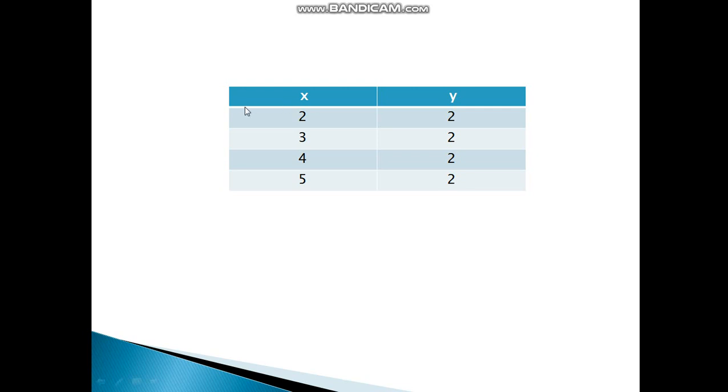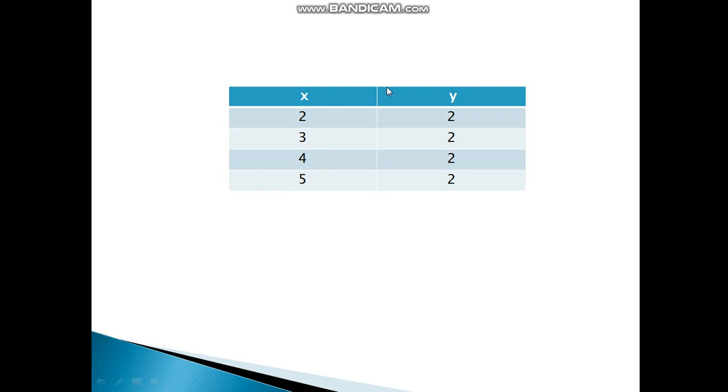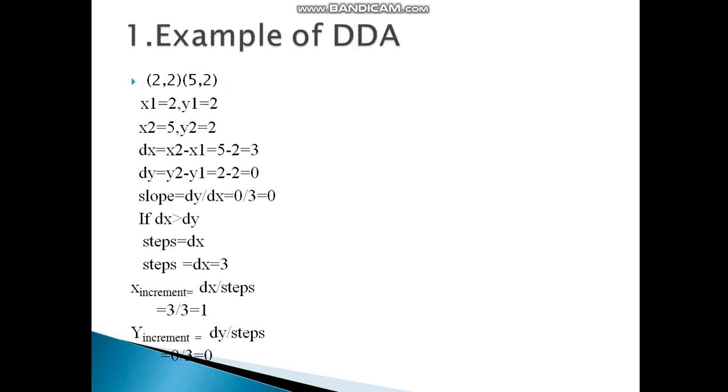Here is the start, x1 is equal to 2 and y1 is equal to 2. These are the starting point, and the x increment is equal to 1 and y increment is equal to 0. So the x value is incremented by 1 till the end point is reached. We increment the starting point, that is 2 plus 1 is equal to 3, 3 plus 1 is equal to 4 and 4 plus 1 is equal to 5. We stop this increment because we get the end point, that is x2 is equal to 5.